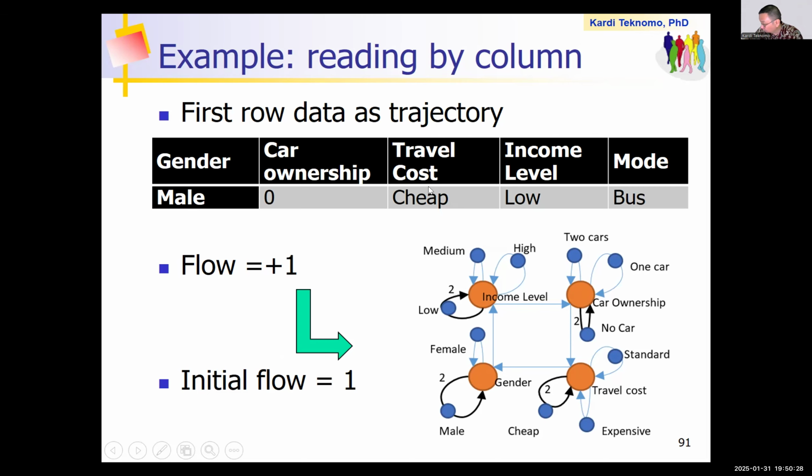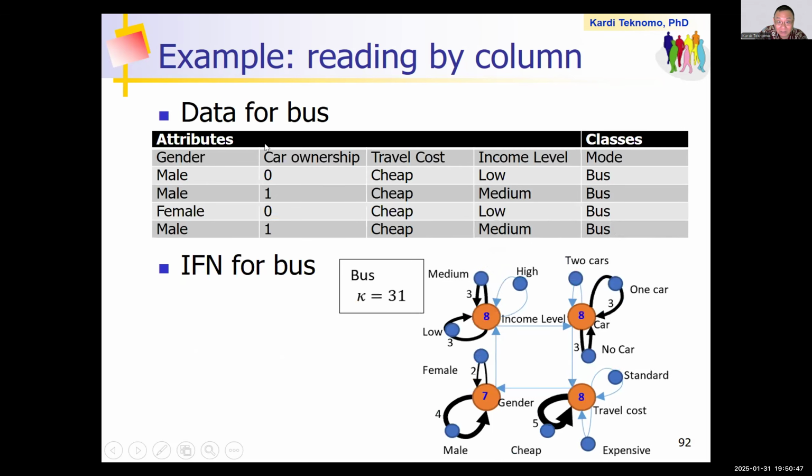In this case, when you read the data, you add +1 in the flow. When you read the data, you add +1 in the network. Finally, if you add all the data, you get this network. This is the IFN for bus, based on this data.